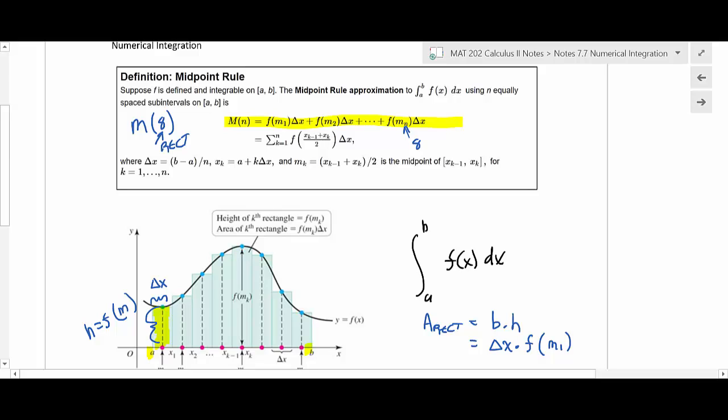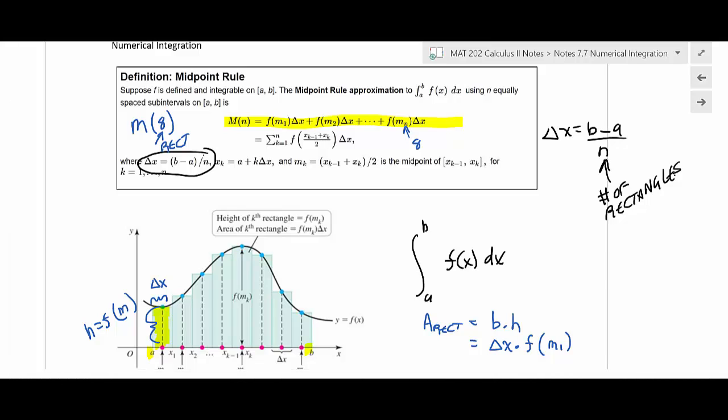Another thing that you're going to see me doing quite a bit is this formula for delta x. Delta x is (b minus a) over n. Now what are b and a? Those are the limits of integration, and n is the number of rectangles you're going to use. That gives you how you chop up those rectangles. All right, so we'll see that as we go.